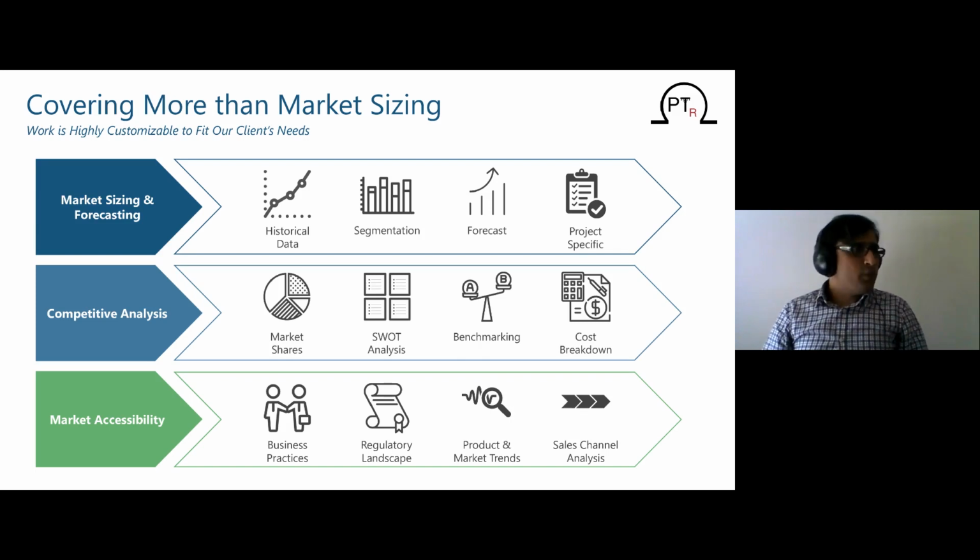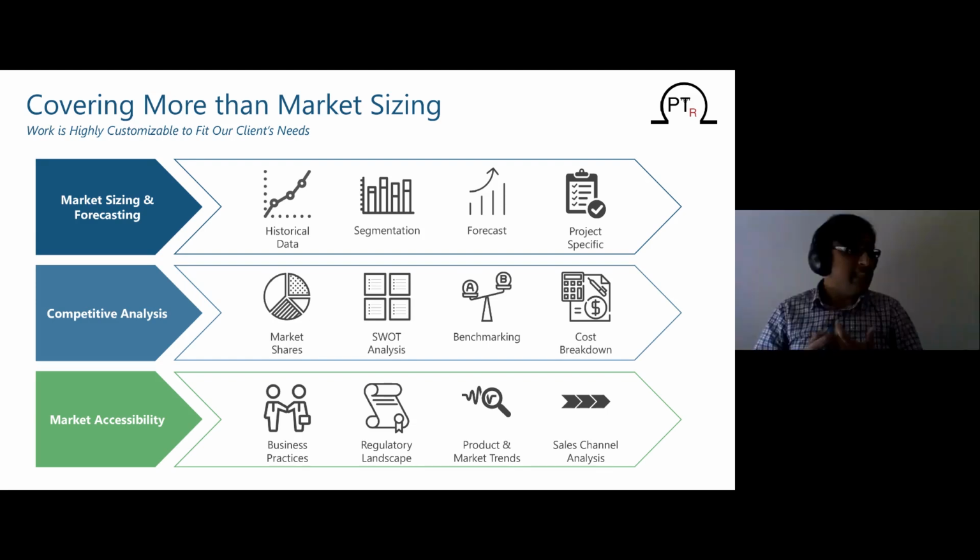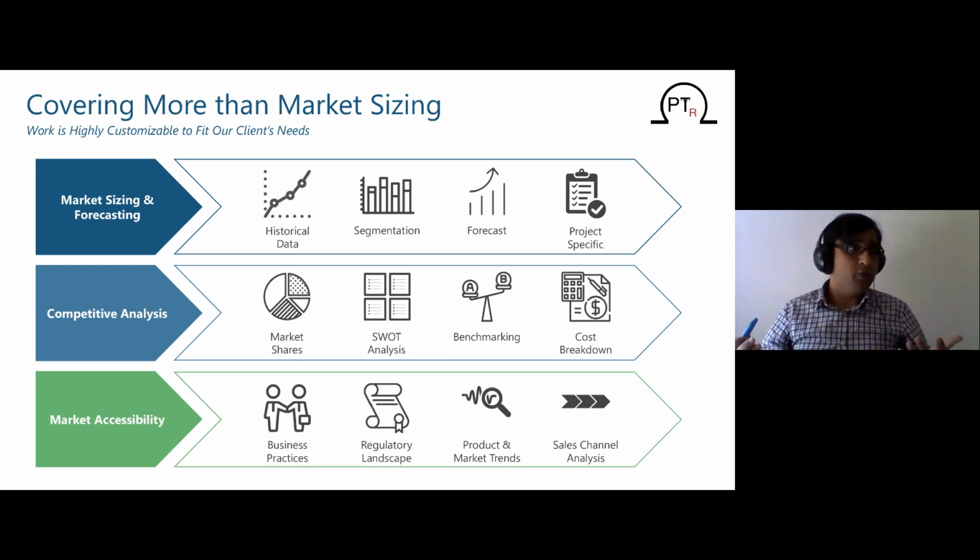Market accessibility is where we try to understand how the business is basically done. And since most of our research is conducted on country level, we try to understand in all those areas how exactly business is being done. So starting from business practices, what kind of regulatory framework exists, any key product and market trends, and sales channel analysis. And once again, oftentimes we have package reports as well, where we would combine all of these topics together to have a complete package, or in some cases where the demand is for a certain topic, we would do a deep dive into market sizing only, because that's what the demand is from the customer side.